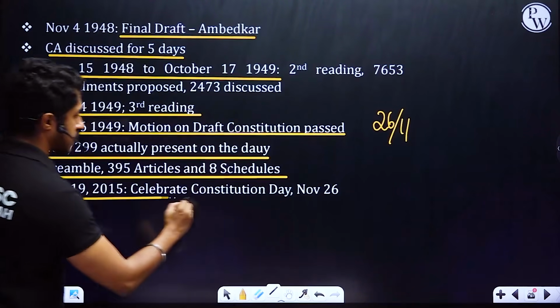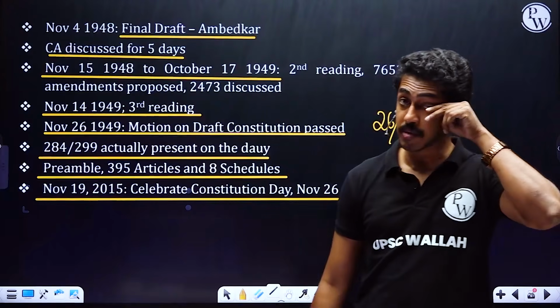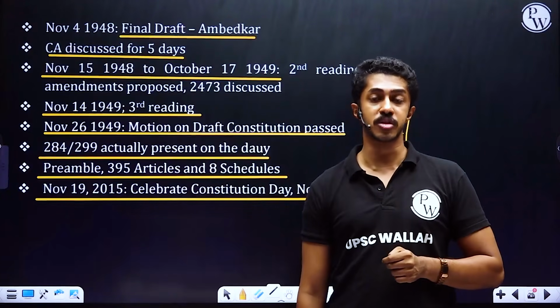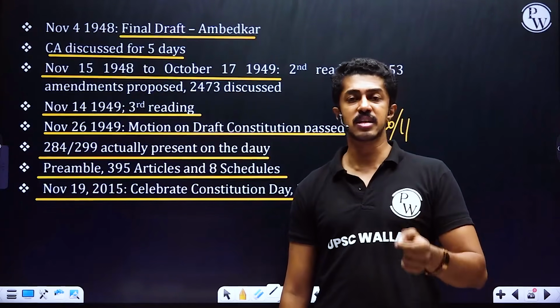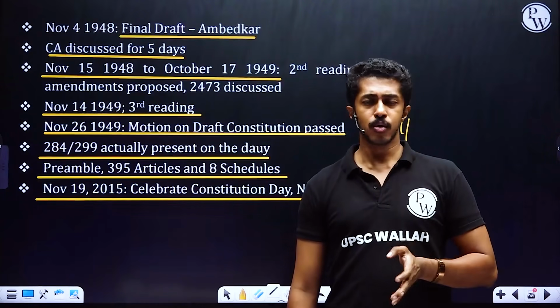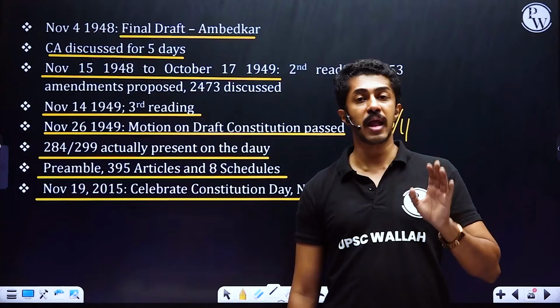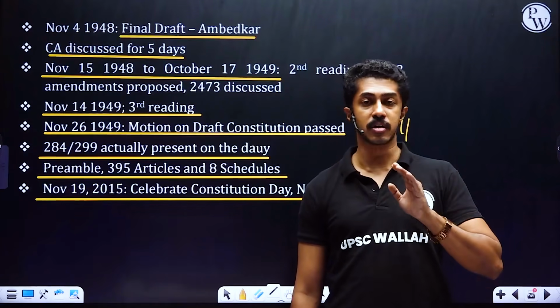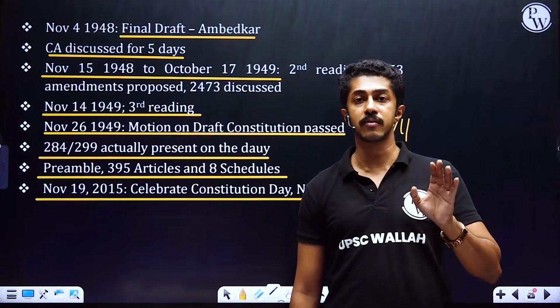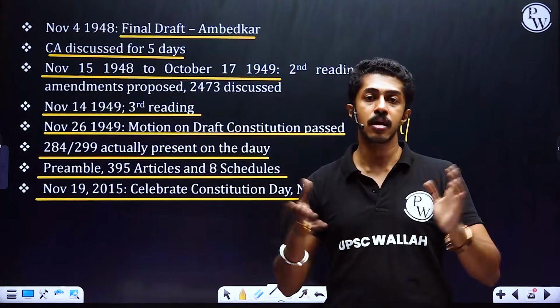November 19, 2015, it was officially decided that November 26 will be celebrated as the Constitution Day. But yes, 26/11, on a normal basis, if you tell it to an ordinary person, a common man, they will only remember it as what? The Black Day in Indian history, because we were terribly and brutally attacked by our neighbor in the most happening city of our country, that is Mumbai.